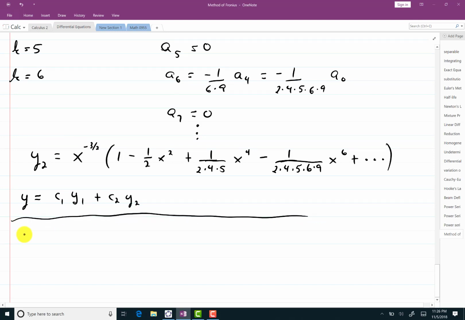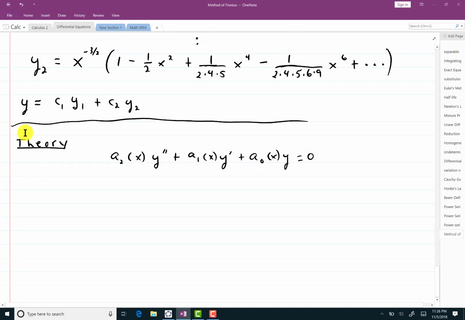Now, let me talk a little bit about the theory. The type of equations we're solving are like these. Now, a lot of things are contingent upon this leading coefficient here, this a2 of x. Most likely these will all be polynomials, and this will all work out nicely. Suppose a2 of x sub 0 equals 0.